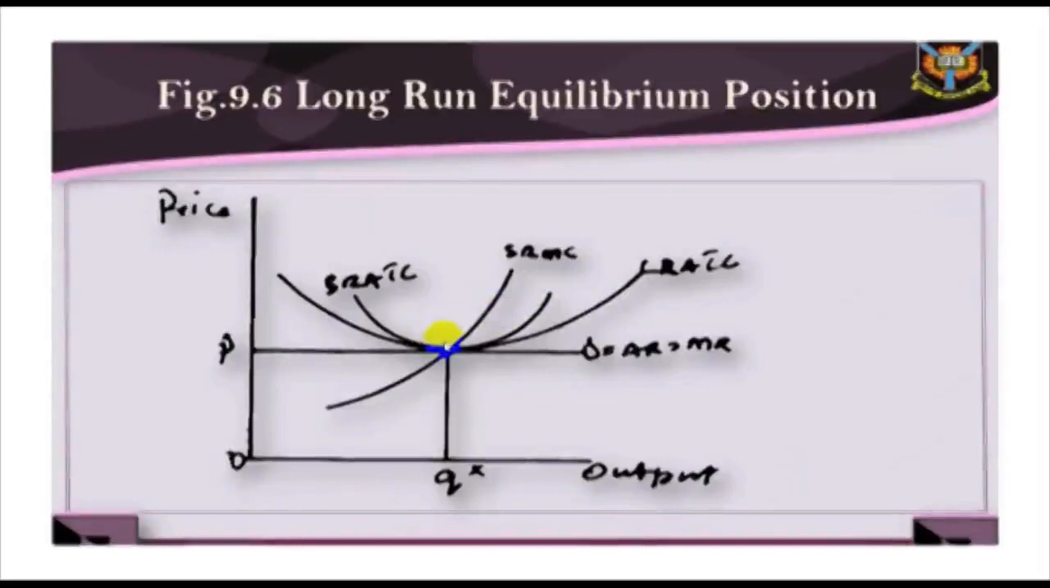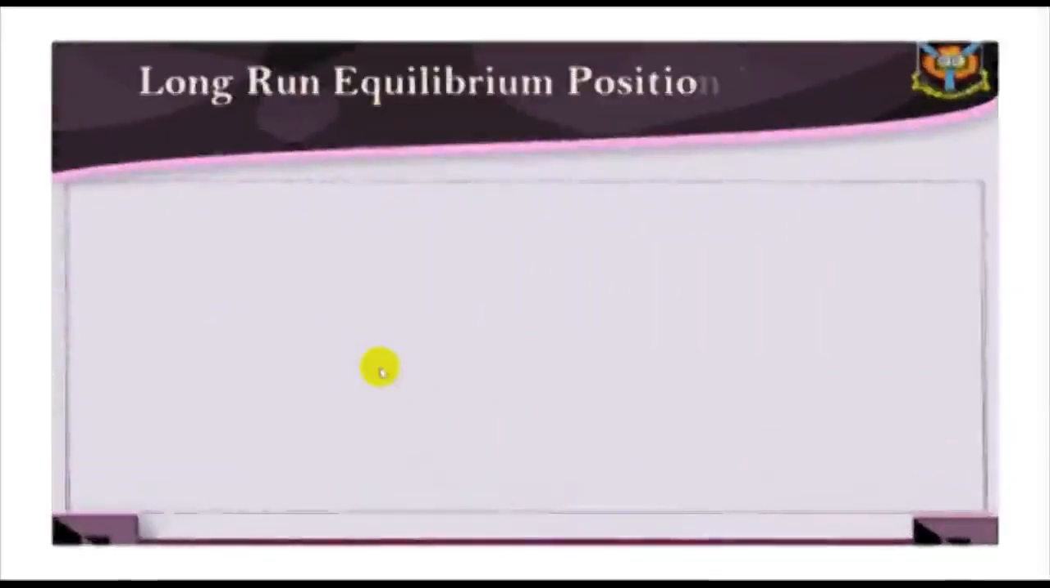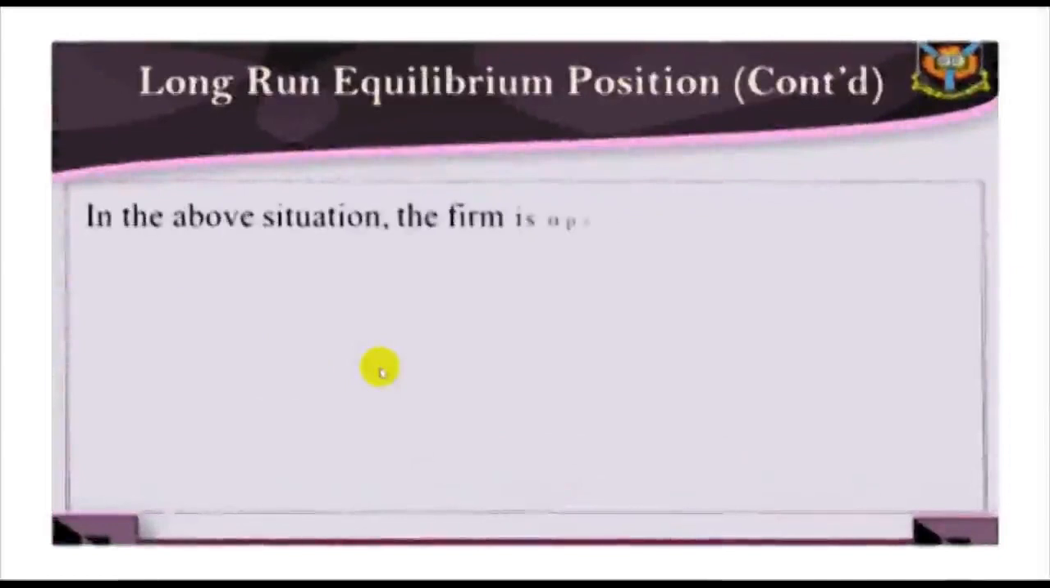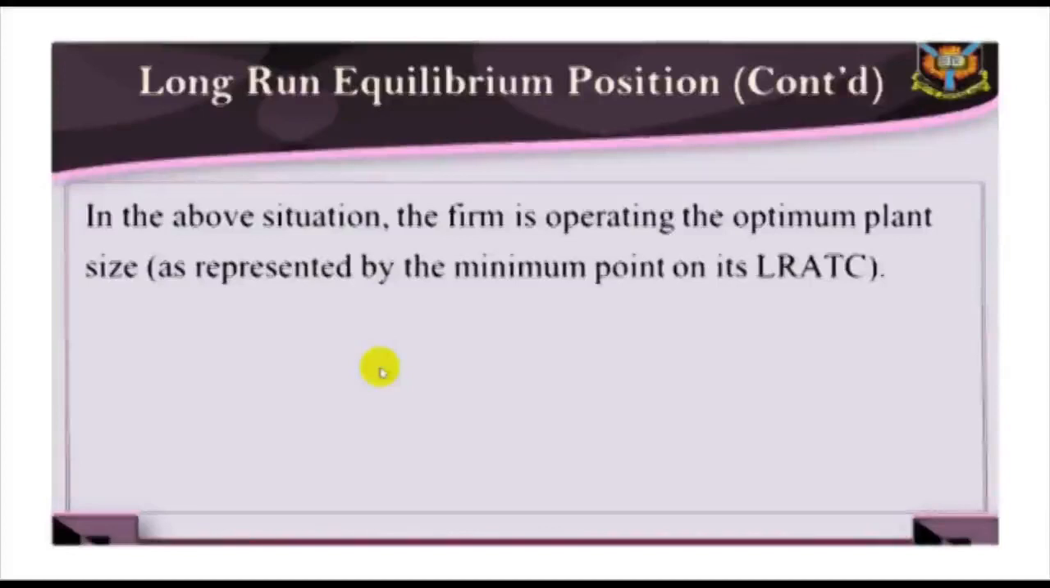These conditions mean that all firms in the industry should be in the position illustrated in figure 9.6. In the above situation, the firm is operating the optimum plant size. Any plant size to the left or to the right of Q1 will be suboptimal, and it will pay well to advise firms to increase or to decrease output as the case may be as regards its existing plant size.